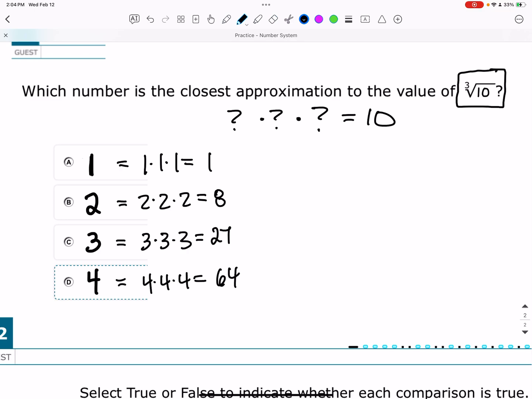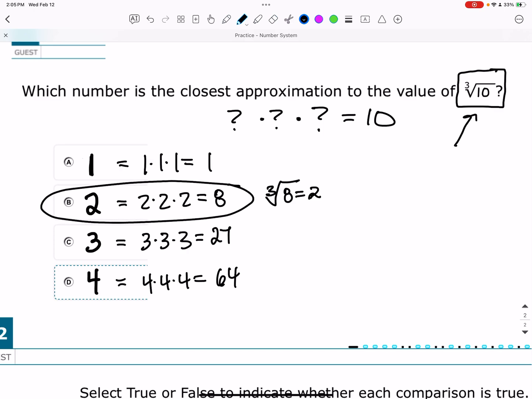So the one that's closest, so I would say the cube root of 8 equals 2. That's how you say that. That's the number that if you multiply it 3 times. So I don't know what number multiplies 3 times to get 10, but it's probably somewhere around this guy because it's closer to 8 than it is to 27.